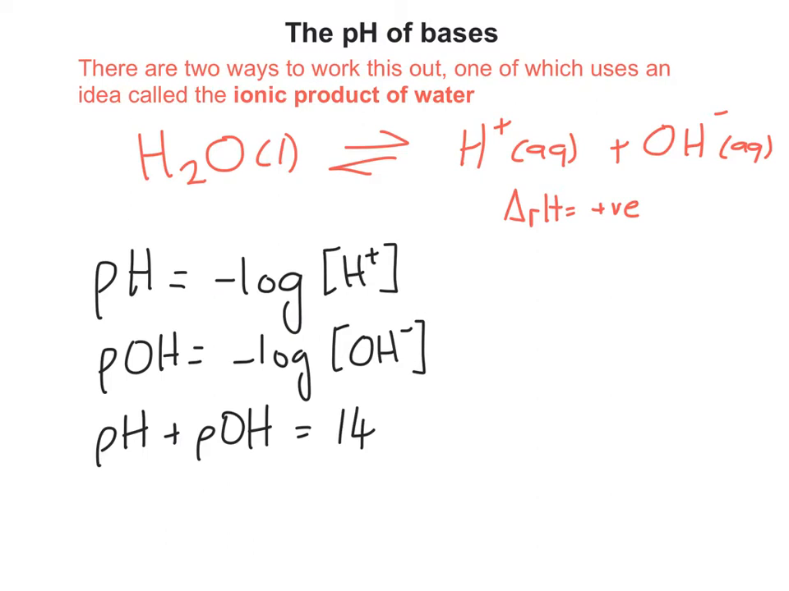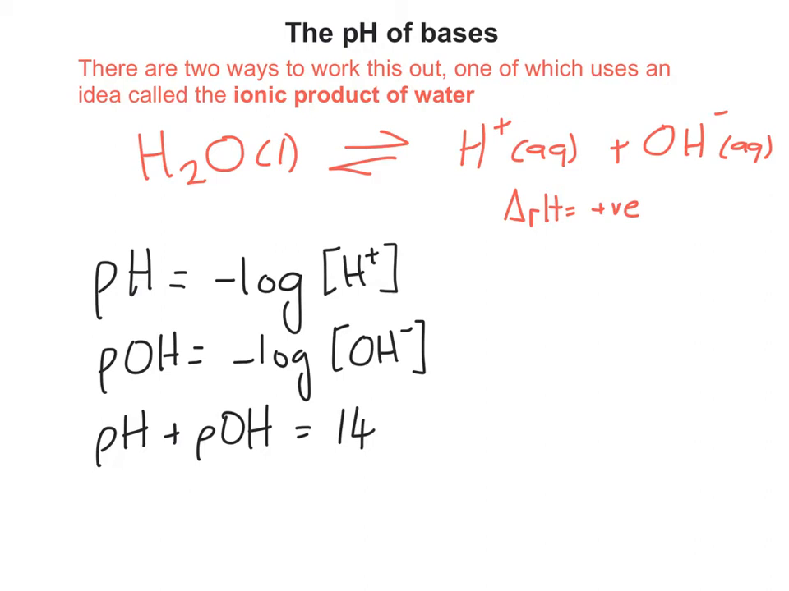So in the same way that pH can be worked out, you can also work out pOH for a base. And the maths of the ionic product of water equation will lead us to the fact that pH and pOH of the same solution will equal 14. No coincidence, because that's the logarithmic scale we use for the pH values.